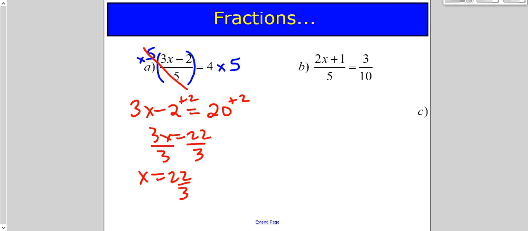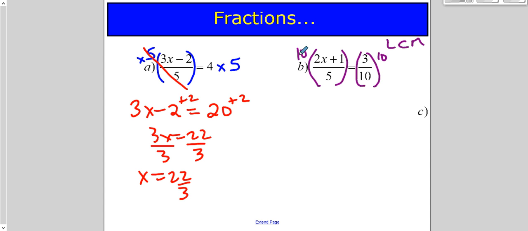All right, let's try another one. So here we have another one. What you may notice now is that we have two different denominators, where before we only had one denominator, so we just multiplied by 5. What you want to do is multiply by your common denominator. So we're going to think of the lowest common multiple between 5 and 10, and that is going to be 10. So I'm going to multiply this side by 10, and I'm going to multiply this side by 10.